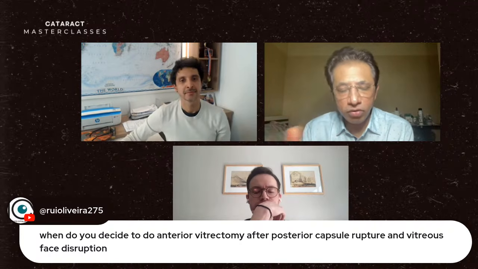Of course, at the end, you can always confirm by staining with triamcinolone. But even looking at the posterior capsular tear morphology, you can be fairly conclusive about whether the vitreous is present or not. That is the message. If the vitreous has come out, then you have to do vitrectomy. There's no second thought about it.